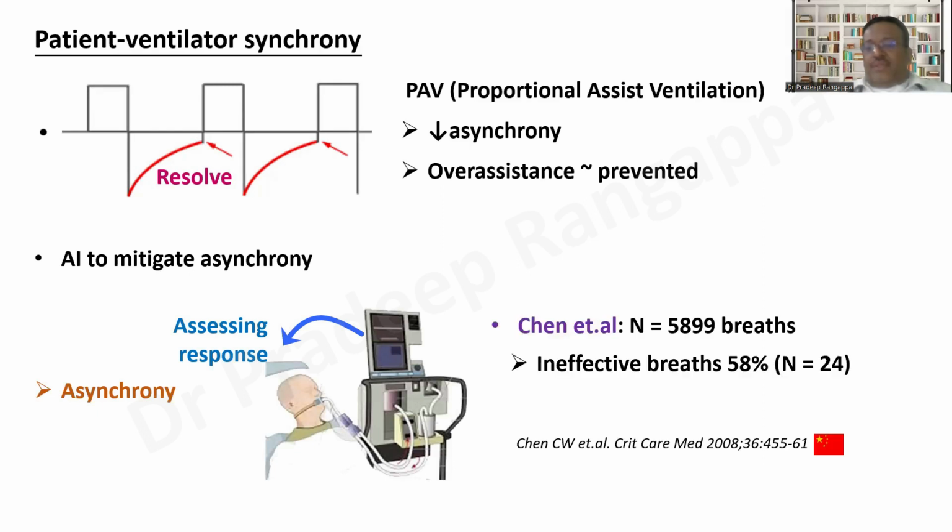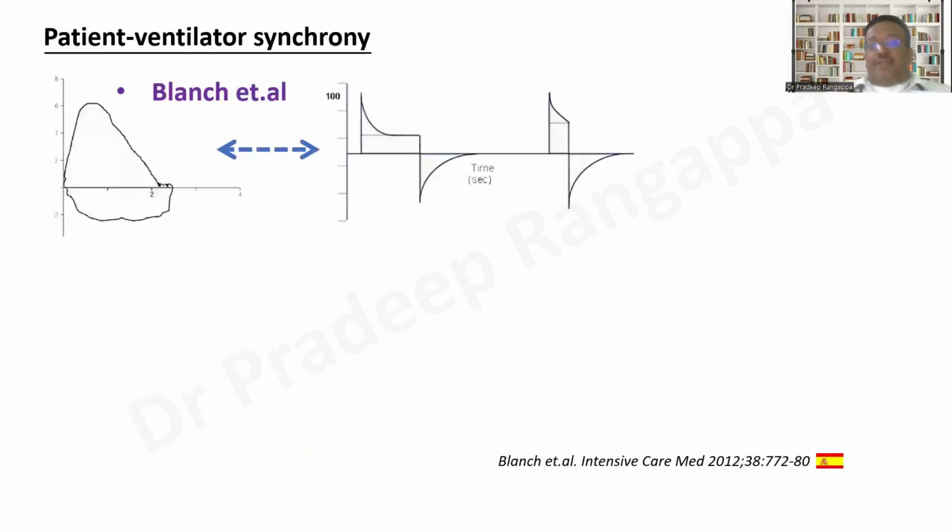So there are some studies. This is one study from China where they have assessed 5,899 breaths in ventilated patients, and they found 58% of the breaths delivered by the ventilator were dysynchronous or ineffective, and AI was able to rectify this with sensitivity and specificity of 98%.